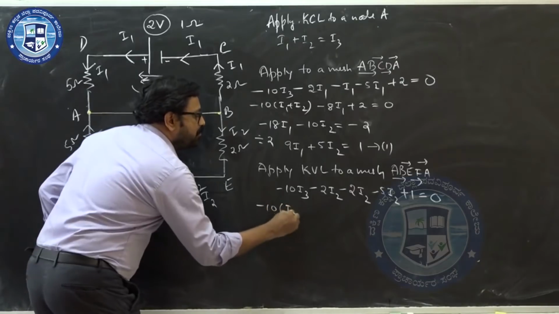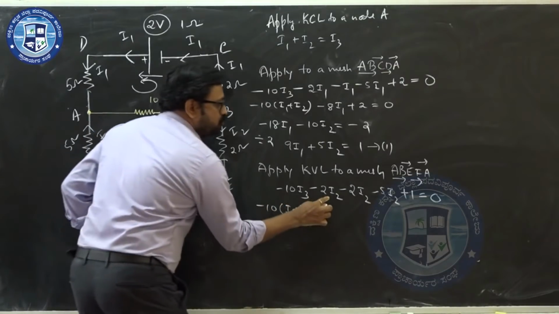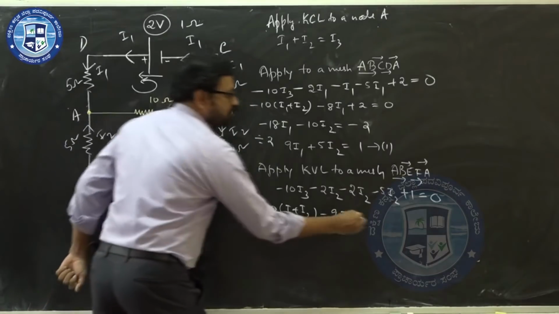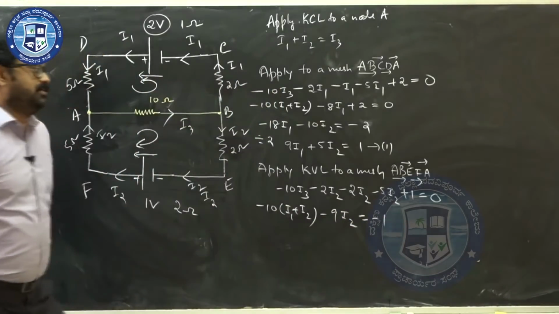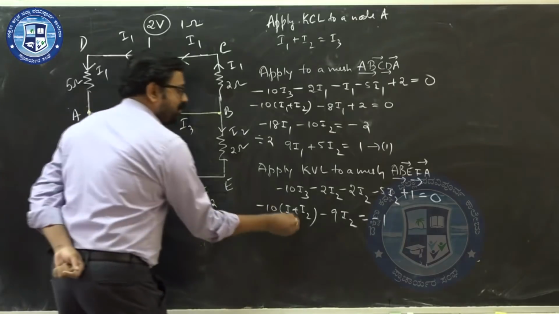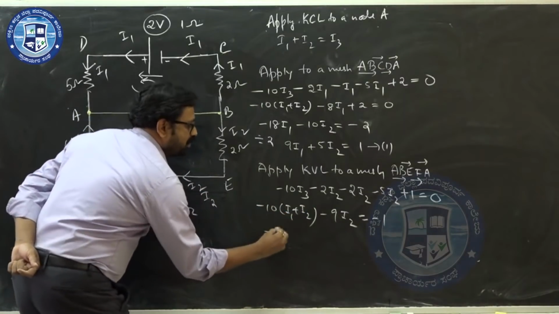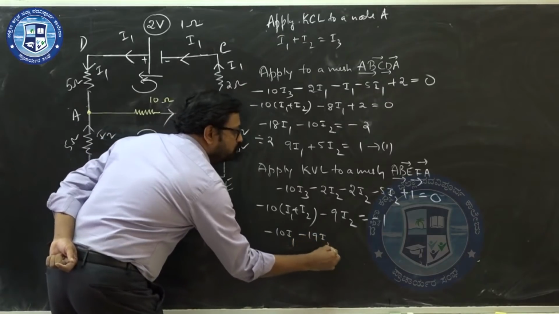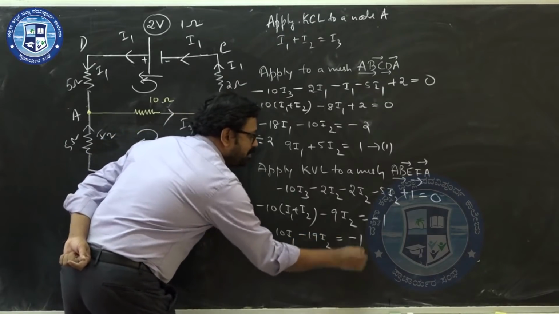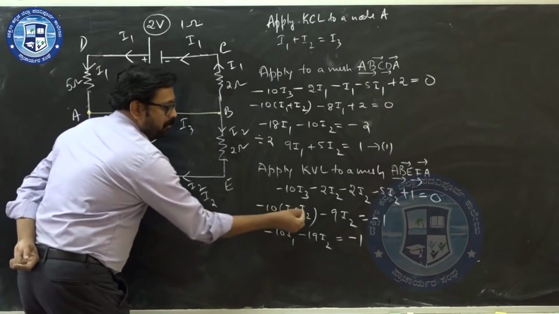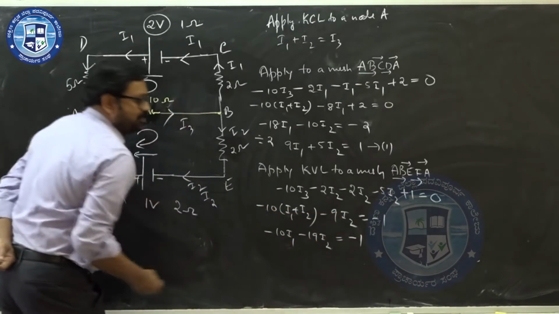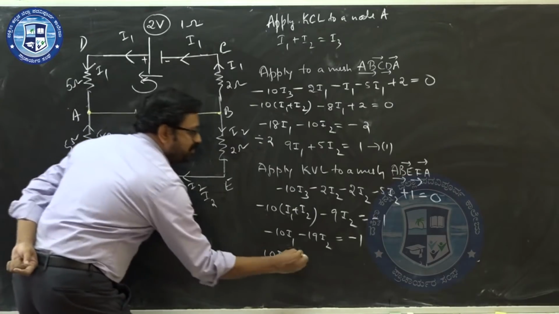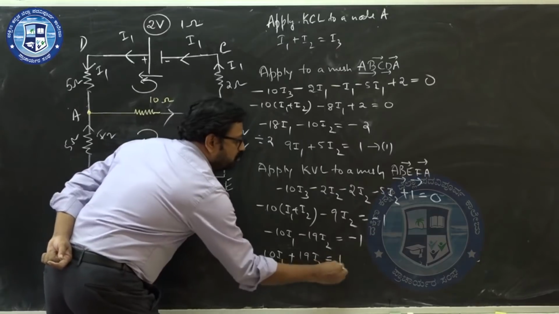Again, I3 can be replaced as I1 plus I2. This is 2, 4 and 5, 9 I2. Shall I take the 1 to the other side as minus 1? Now I will multiply 10 inside the bracket and simplify. You will get minus 10 I1, correct? Minus 19 I2 is equal to minus 1. Minus 10 I2, minus 9 I2 is minus 19 I2, correct? I will change the sign throughout. It will be 10 I1, 19 I2 is equal to 1.